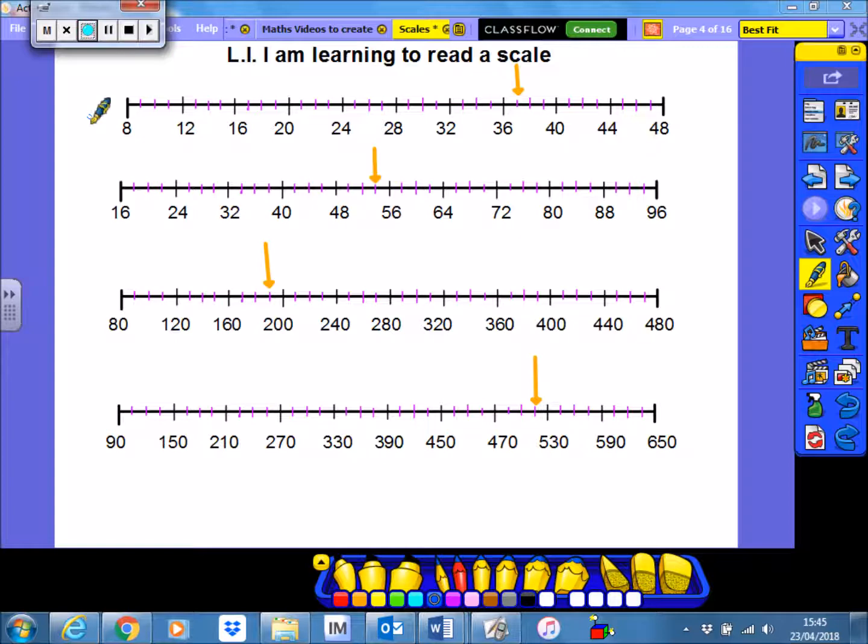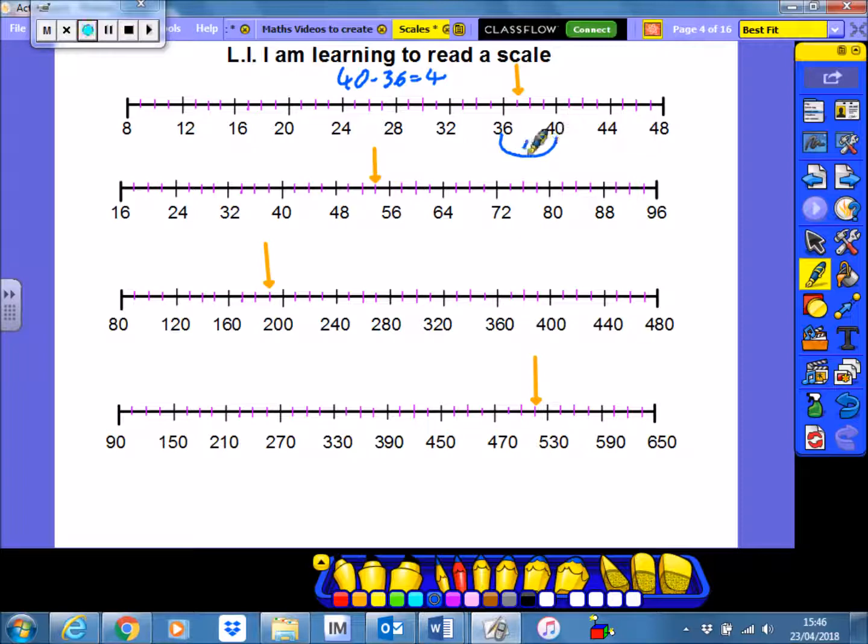Now, often, there are even more minor increments than just that. So, in here, we have 1, 2, 3, 4 minor increments in between each major increment. So, sticking to our formula, first of all, we always work out the major increment. So what is the jump between 36 and 40? Well, I could do 40 take away 36, and the answer there is 4.